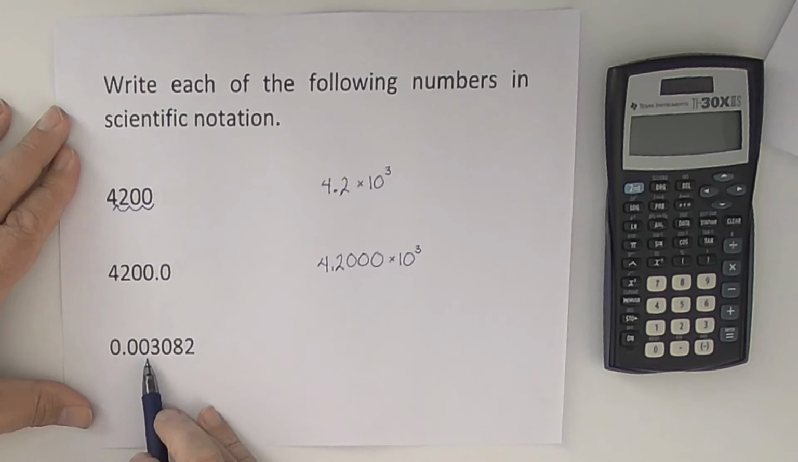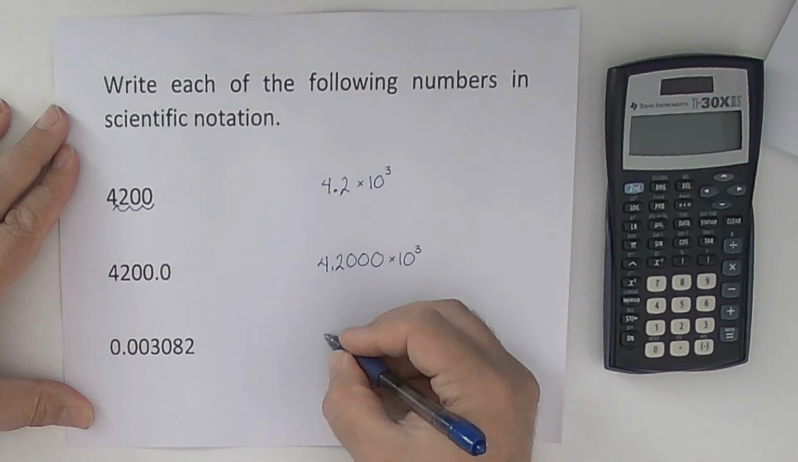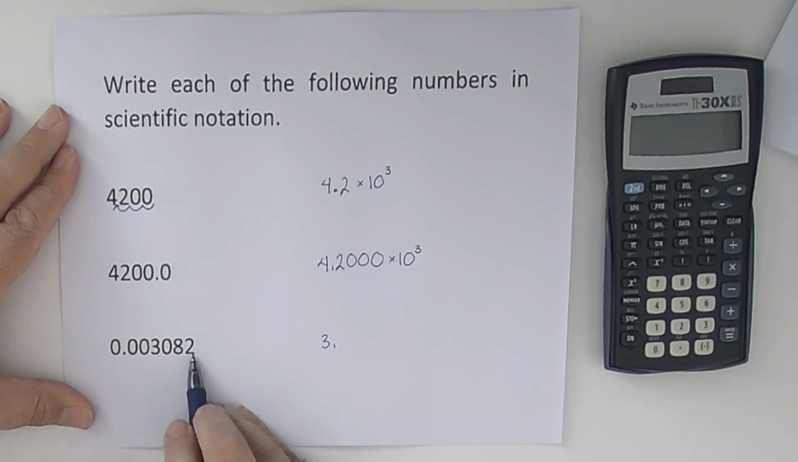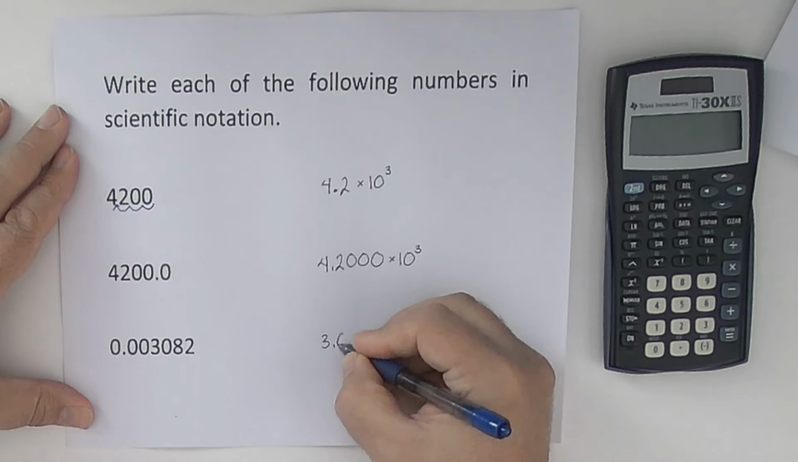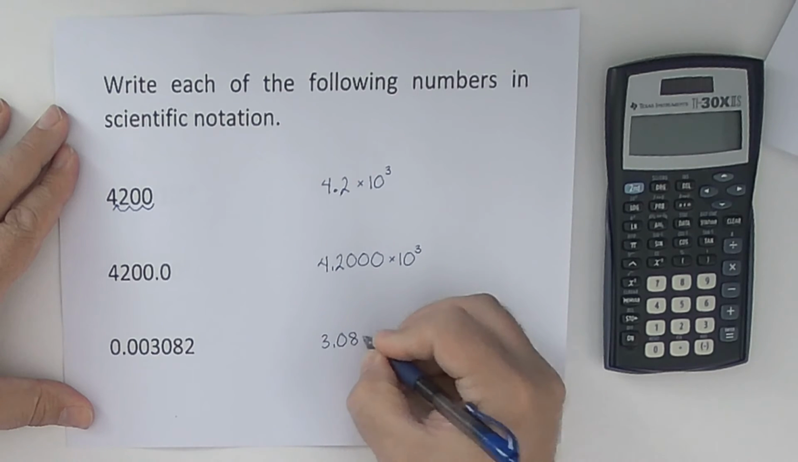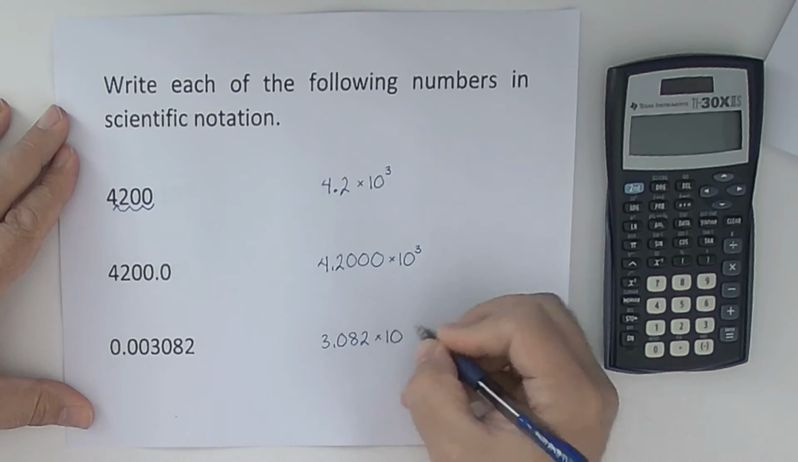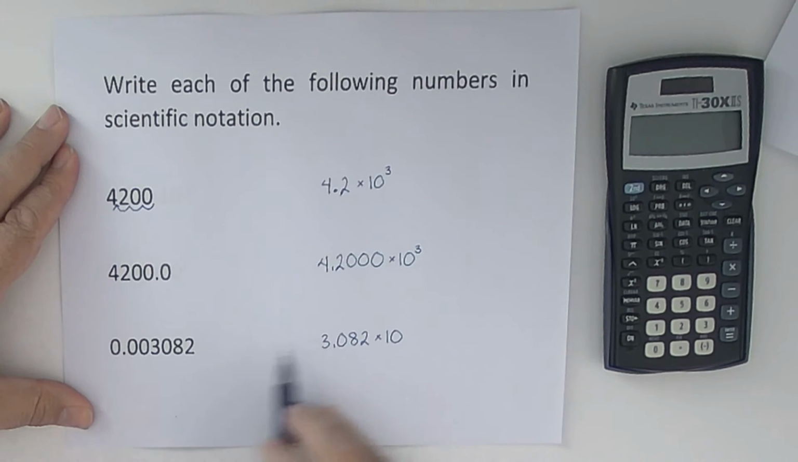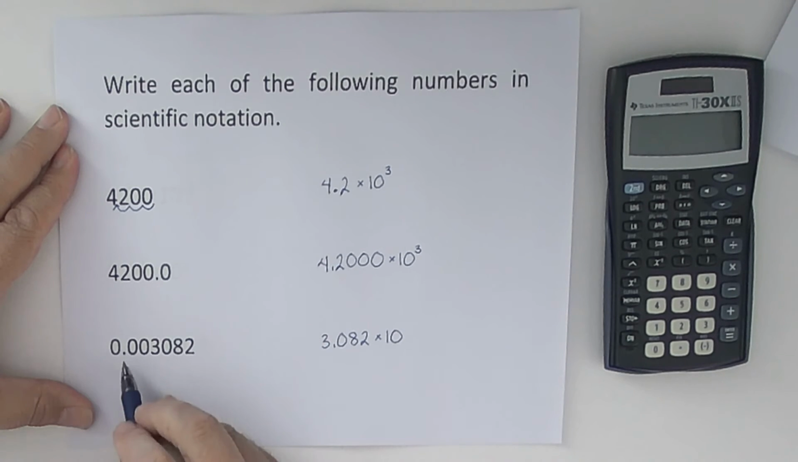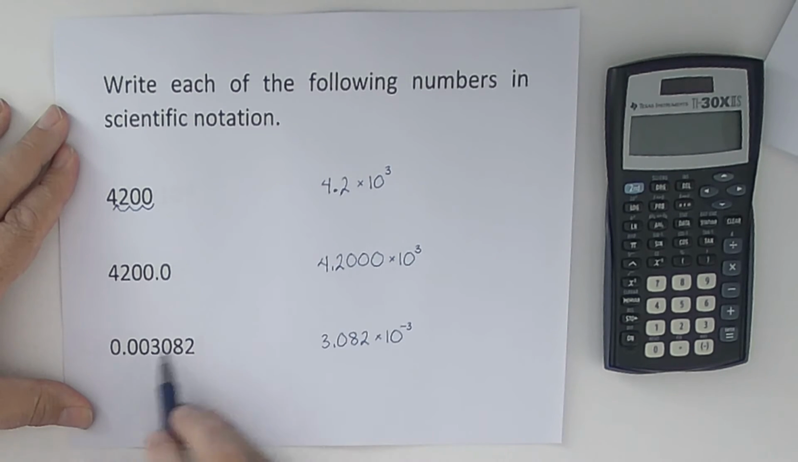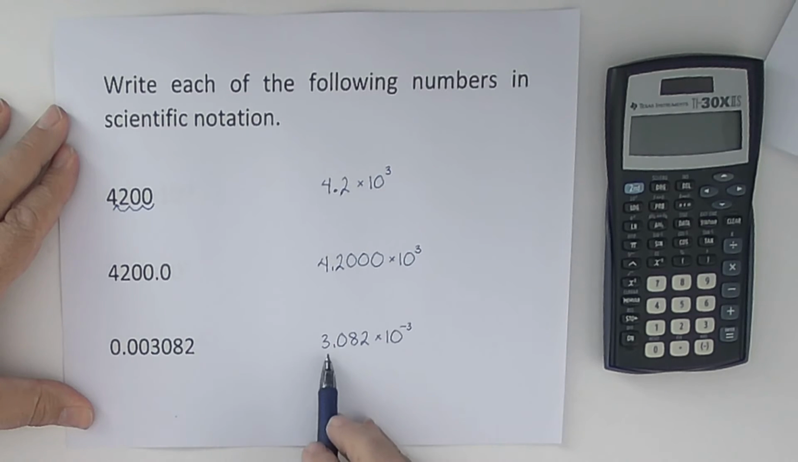Okay, this number is less than 1. This is going to be a negative exponent. Again, go to the first non-zero digit. 3 point, include all of the remaining significant figures. In this case, all of the digits. The interior zeros are always significant, and then 8, 2. Now, 0.003 is not the same as 3, so I need to add this exponential part to modify it, and it's 1, 2, 3. This is going to be negative 3. A small number less than 1, so I should have a negative exponent.